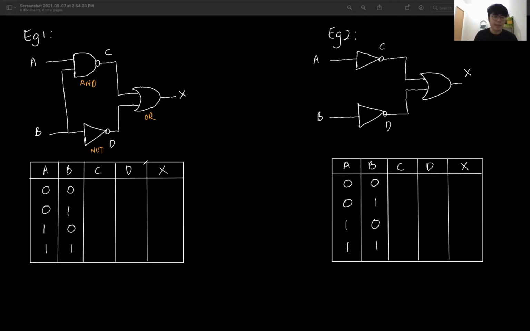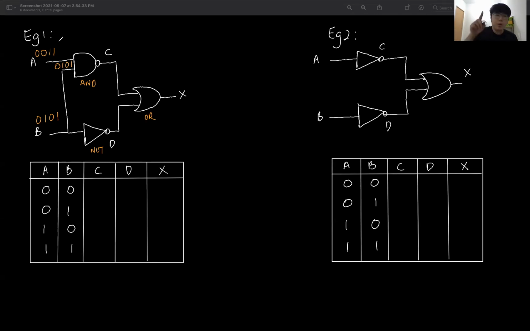Now, the way we do it is like this. First, you take all the A, 0, 0, 1, 1, we put it here, 0, 0, 1, 1. B, 0, 1, 0, 1, we put it here, 0, 1, 0, 1. First, let's find out what is C. Okay, now you can see B is connected to this one, right? So I can write 0, 1, 0, 1 at the leg of the AND gate. Okay, so we have 0, 0, 1, 1 and 0, 1, 0, 1. Now, then you do the AND gate.